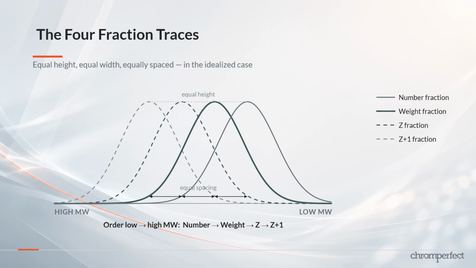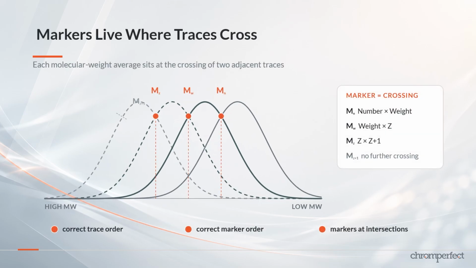From the low molecular weight side toward the high molecular weight side, the order is number fraction, weight fraction, z fraction, and z+1 fraction. The spacing between adjacent traces is equal to the spacing between adjacent molecular weight average markers. The molecular weight markers occur at the intersections of the fraction traces. The Mn marker is located where the number fraction and weight fraction traces intersect.